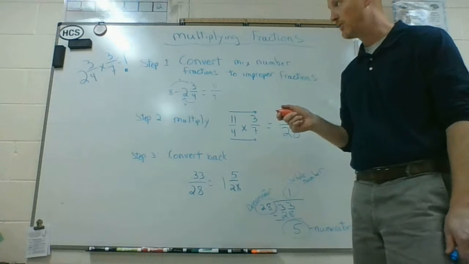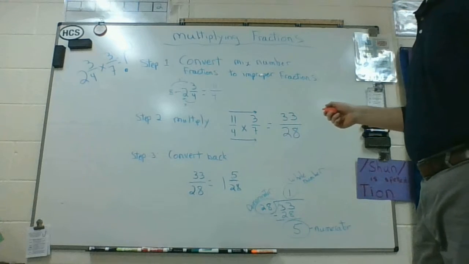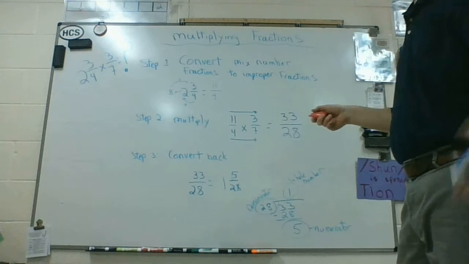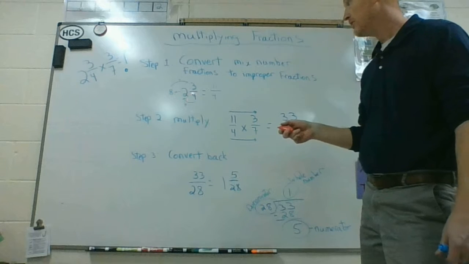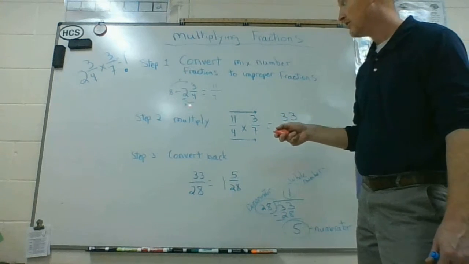All right, so step 1, what are we going to do first? You should already know. We are converting the mixed number fraction to an improper fraction. We must do this in order to multiply the fraction properly. So here we go. I got a little example right here. Here's our 2 3/4. We're converting.